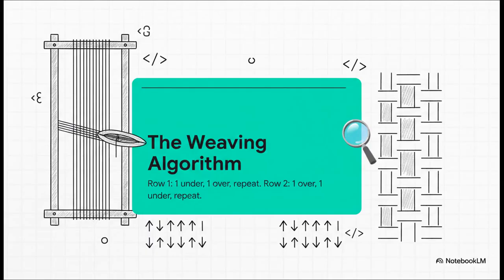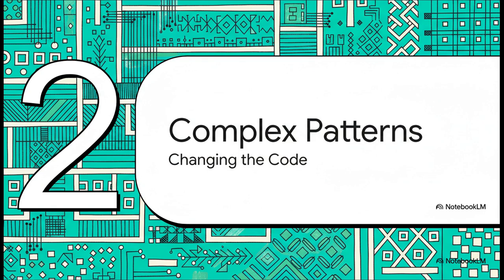This isn't just some craft technique. It's an algorithm. It's basically a simple computer program. Row 1 has one command, under, over, repeat. Row 2 has the opposite command, over, under, repeat. You just keep running those two lines of code over and over, and you get a perfectly predictable, stable pattern every single time.